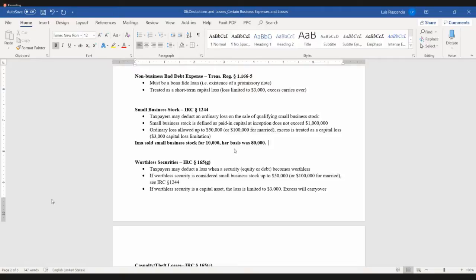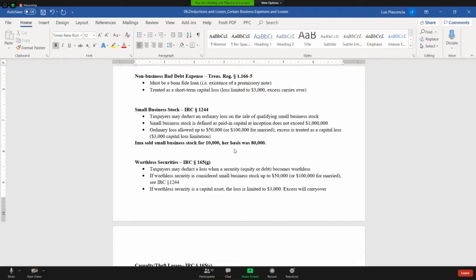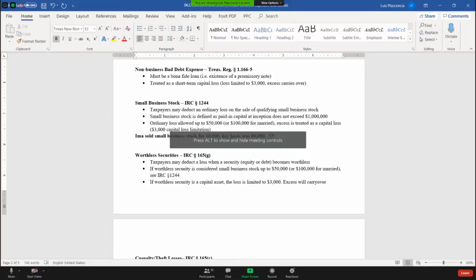All right, so here are the facts. Ima sold small business stock for $10,000. What she paid for the stock was $80,000. What is her loss? $70,000, right? Everybody okay with that? So selling price, 10K minus 80K equals 70K.